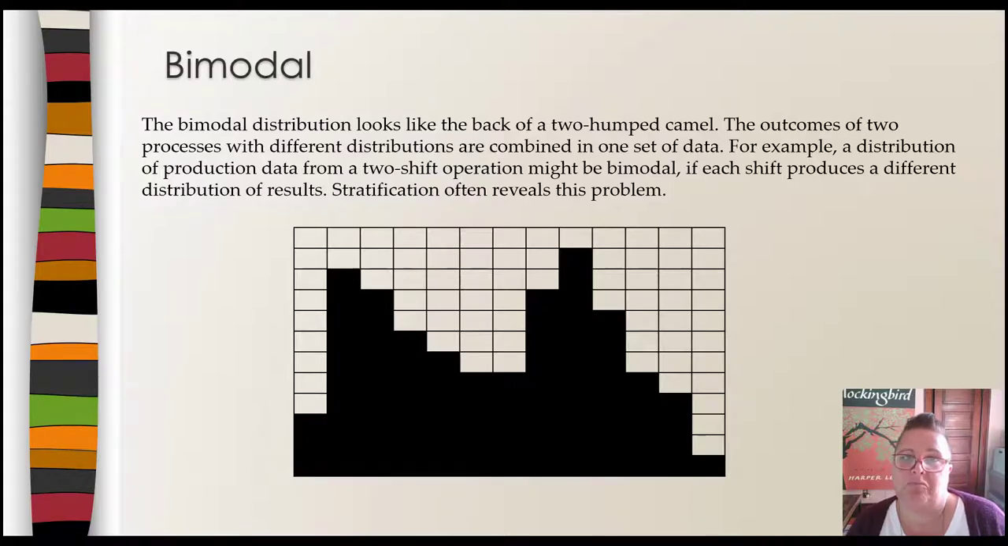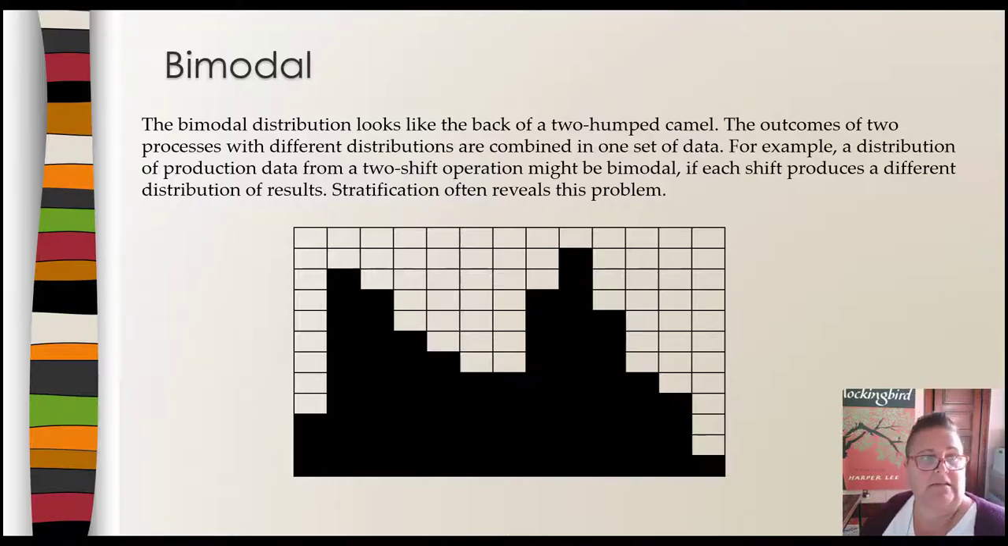That's why we call it a camel. There's not really a whole lot to say here. The example is that if you've got a 2-shift operation, the peak production might be bimodal. You might have your peak production at 8 o'clock at night, and you might have a peak production at 11 o'clock in the morning because you've got 2 different shifts working.